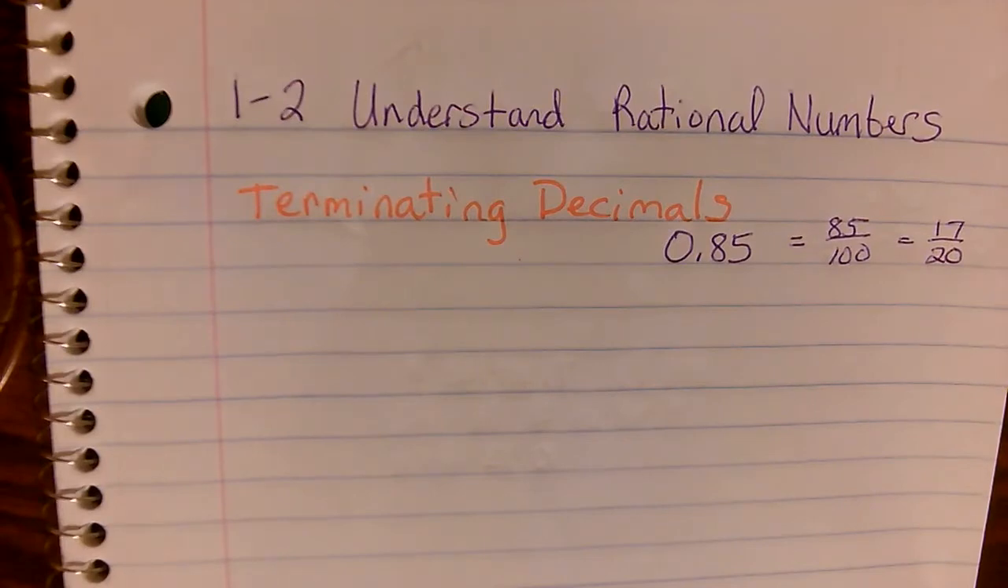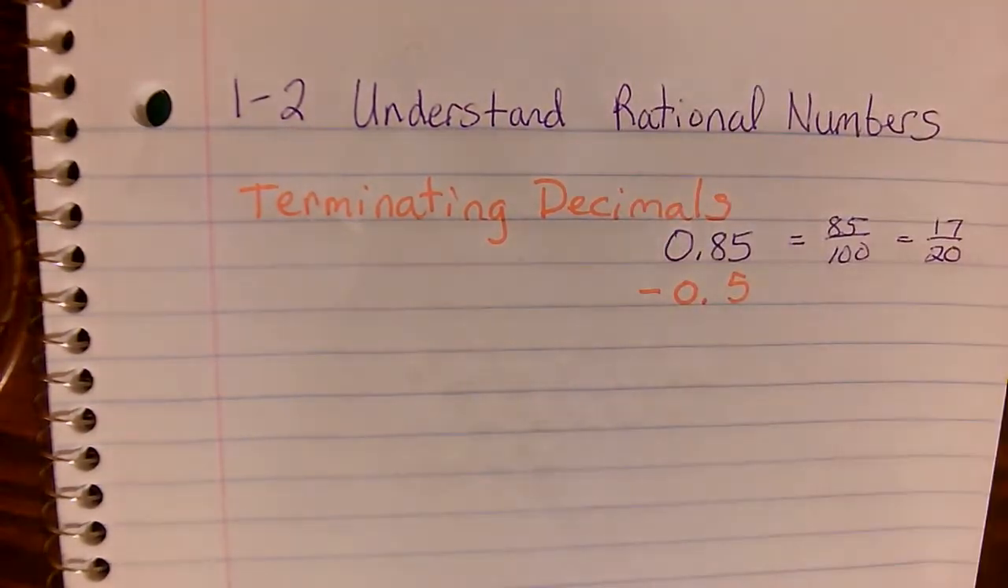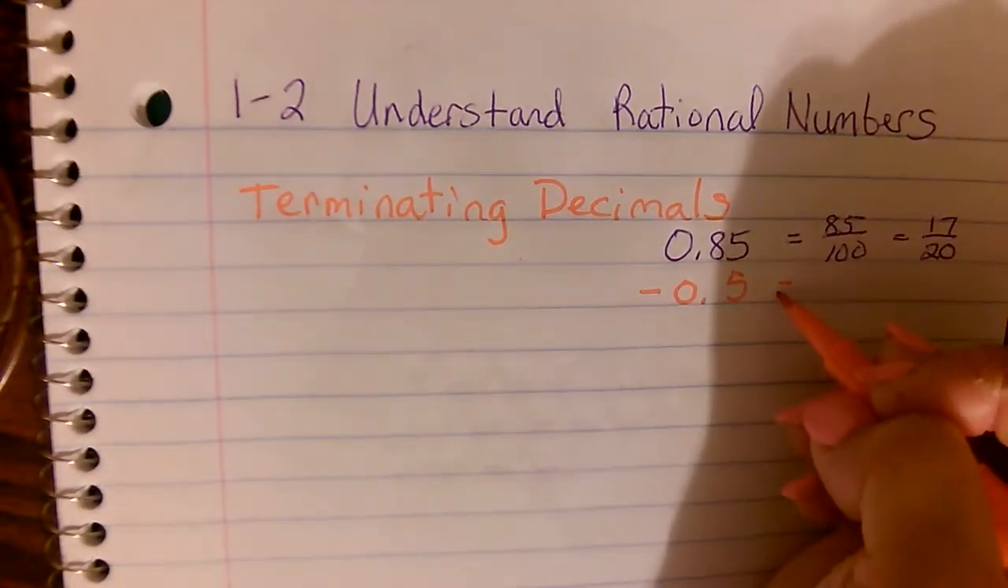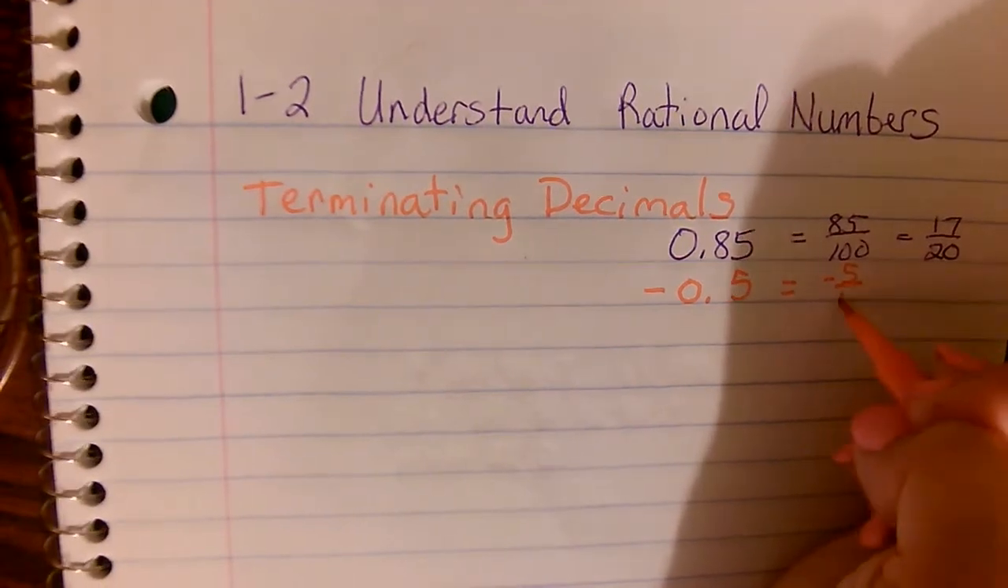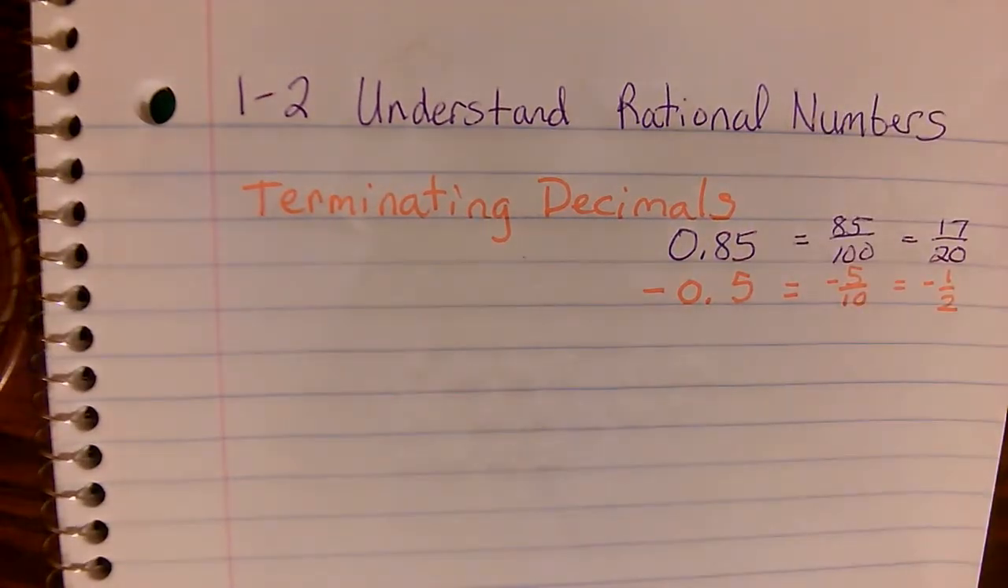Another example would be negative 0.5. Now it has a negative symbol and it's a negative number, but it is not an integer. If you recall when we discussed integers before, they were whole numbers, 0, and their opposites. So they cannot be decimals and they cannot be fractions. So this can also be written as negative 5/10, because the 5 is in the 10th place, which simplifies to negative 1/2. Okay? So terminating decimals can be written as fractions.